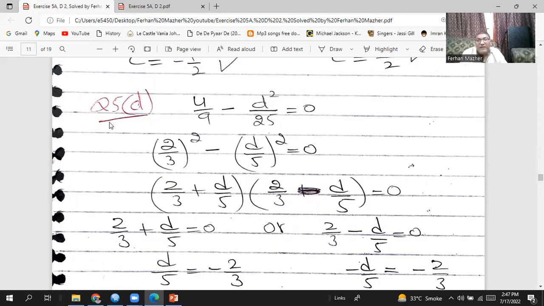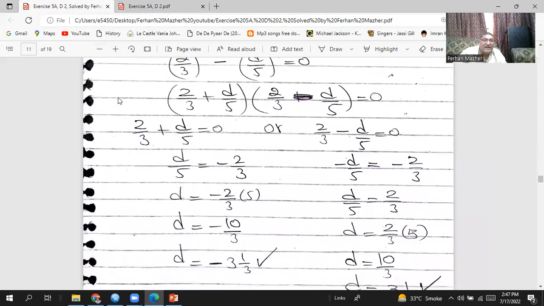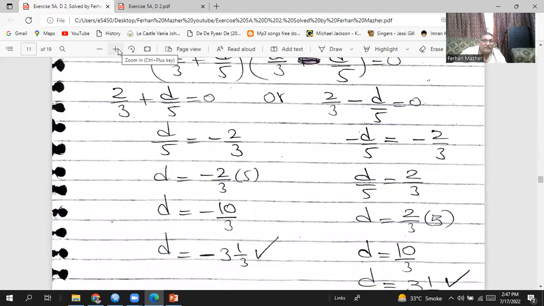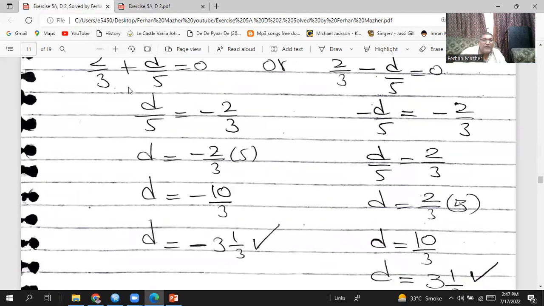These two brackets are multiplying with each other and their answer is 0. So I will make the first bracket 0 and then I will make the second bracket equal to 0. So 2 by 3 plus d by 5 equals to 0. So d by 5 is equal to minus 2 by 3. So d will be equal to minus 2 by 3 multiplied by 5. So you will have minus 10 by 3, that is minus 3 whole 1 by 3.